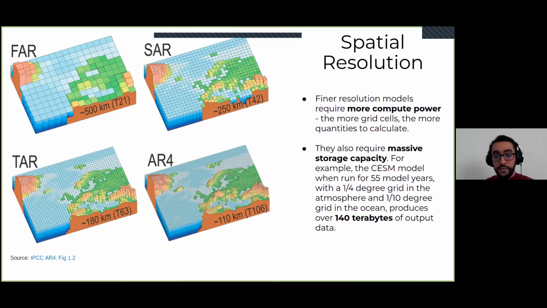Okay, I have here an example from the CSM model. When it is run for 55 model years with just a 1/4 degree grid in the atmosphere, which is not very, very high, and a 1/10 degree grid in the ocean, it produces over 140 terabytes of output data. So you see that it's not just a matter of computing power, but also of storage capacity.